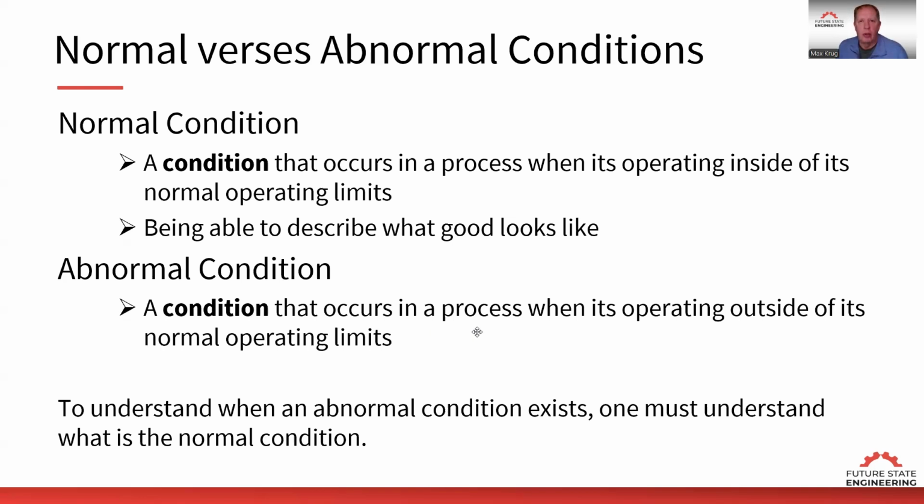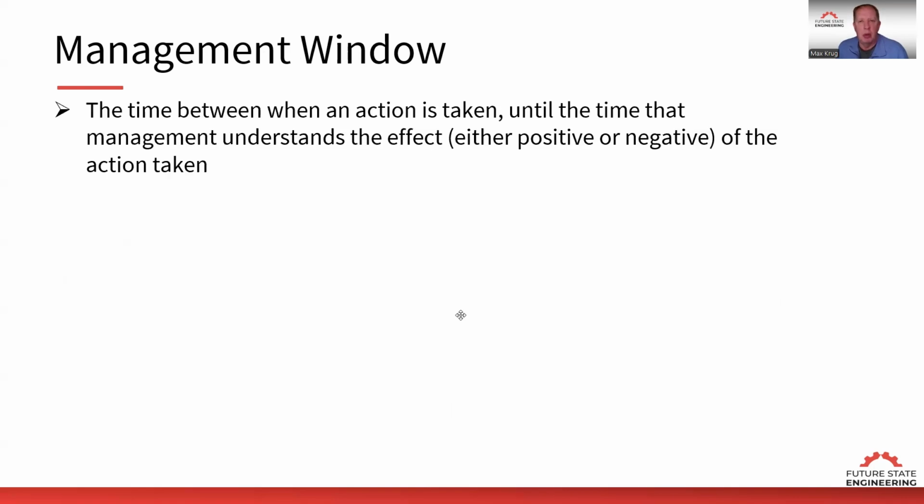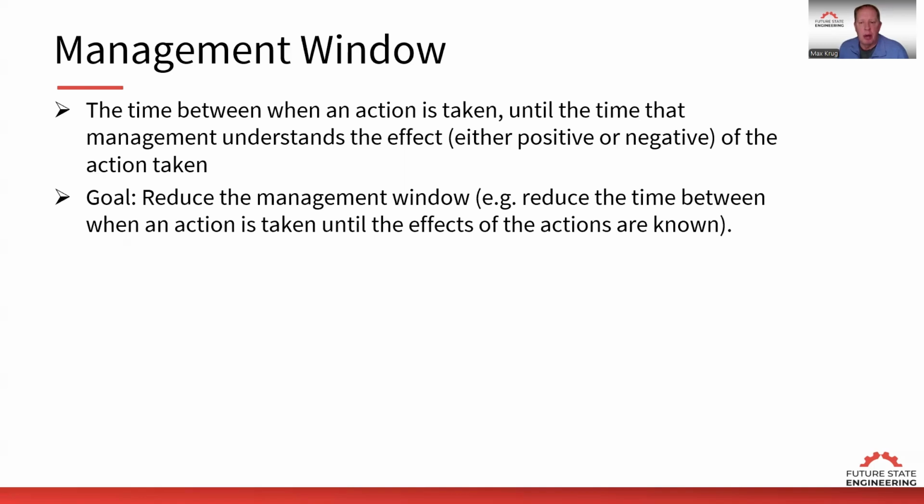So the goal here of visual management is to be able to spot abnormalities as soon as possible to prevent those issues from proliferating down through the supply chain. An important concept here is the management window. So the management window is the time between when action is taken until we understand the effect of that action, either positive or negative. So what we want to do is to reduce that management window. So visual management helps us reduce that management window.